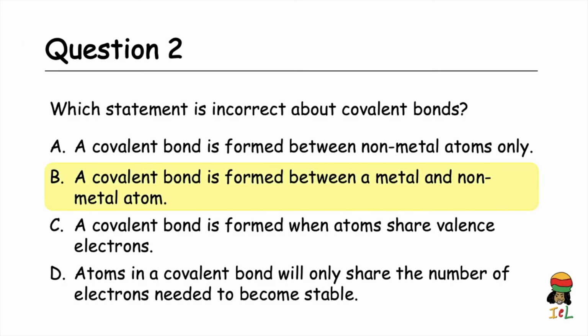The answer is B, where the incorrect statement about covalent bonds is that covalent bonds are formed between metals and nonmetals. We know that covalent bonds are formed between nonmetal atoms only.